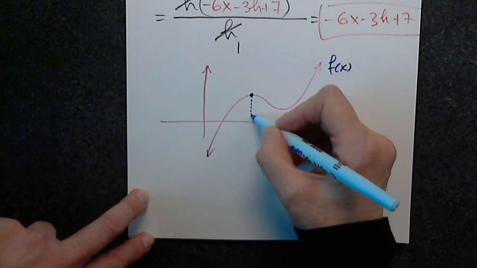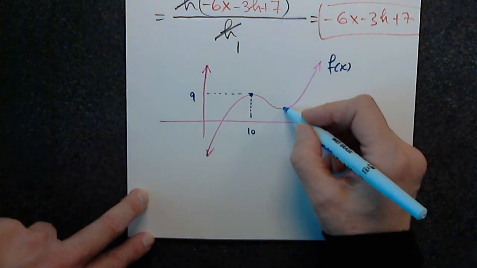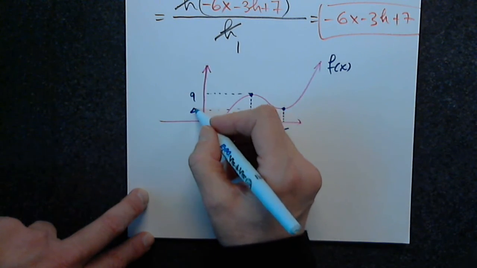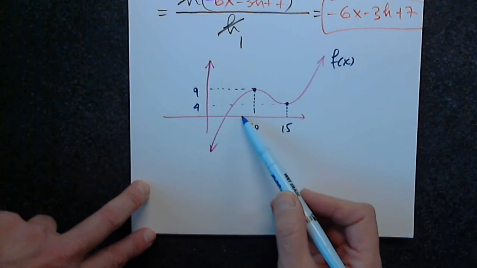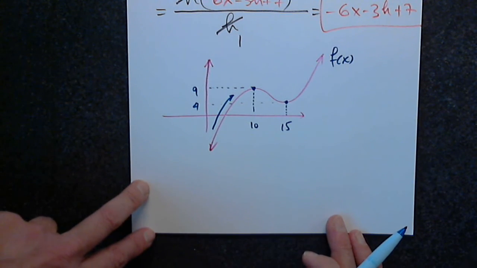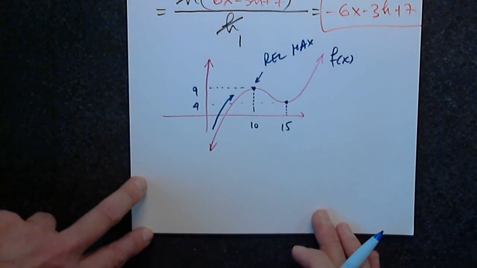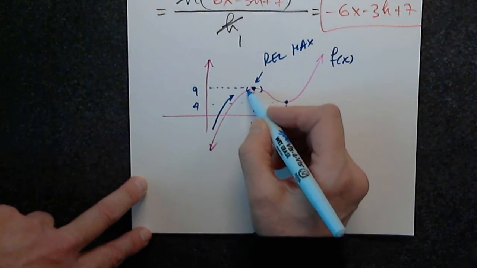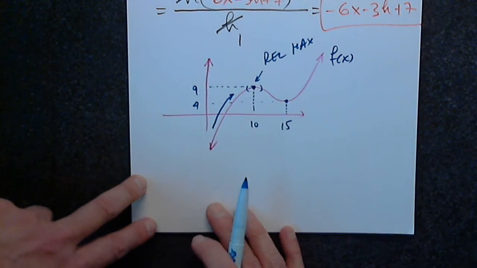I'm going to put some numbers here. I'm going to say 10, 9, 15, 4. Would you agree that between negative infinity and 10, the function is increasing? Good. This is called a relative max, because I can show an open interval around that point where all the other function values are smaller, left and right, than that height of 9.